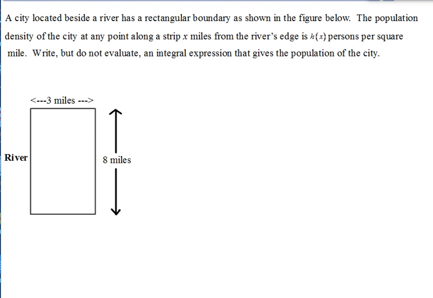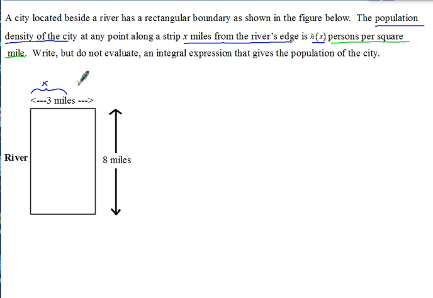All right, let's take a look at one more. This one says we've got a city located beside a river, has a rectangular boundary as shown in the figure below. The population density of the city at any point along a strip X miles from the river's edge. Okay, so here's our river's edge right here. So it says if we've got some distance X from the river's edge, the population density X miles from that river's edge is given by h of x, and the units are persons per square mile.